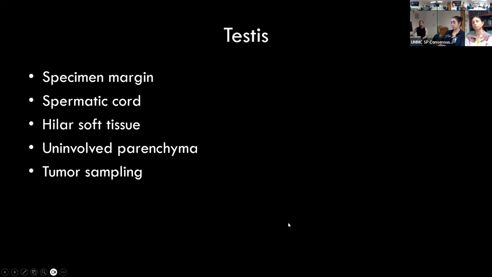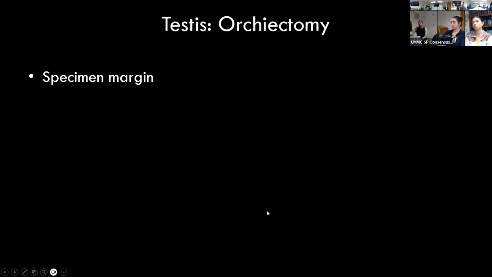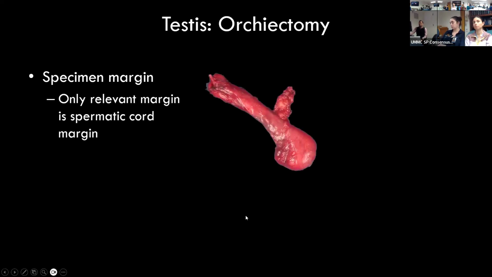So what to do when you get a testicular specimen? The first thing is to sample the margin, okay? So it's similar to the urethra margin I was talking about for prostatectomy specimens, but for a different reason here. You need to understand that that's the only margin in the testis that's relevant. None of this is a margin. None of this is a margin.